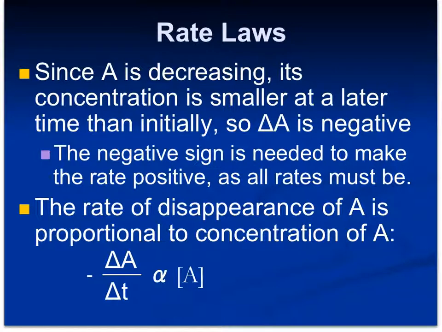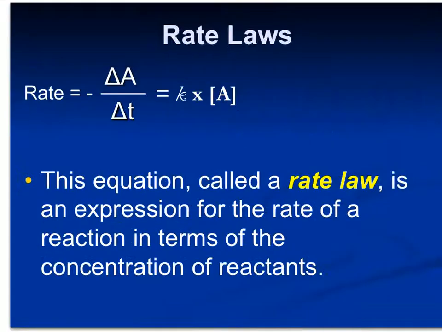The equation truly looks like this. There's this negative sign out front, and that's because your concentration, or your amount of A, is decreasing over time. And then here is your change in time, and it's proportional to the concentration. Since the rate of the reaction is proportional to the concentration, we can say the exact proportionality by using this constant here, k. So it says here this equation is called the rate law, and it's an expression of the rate of a reaction in terms of the concentration of the reactants.